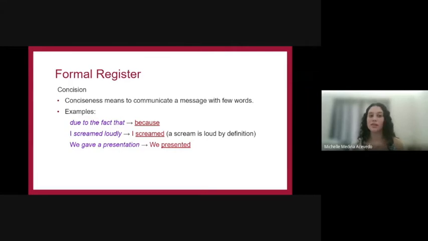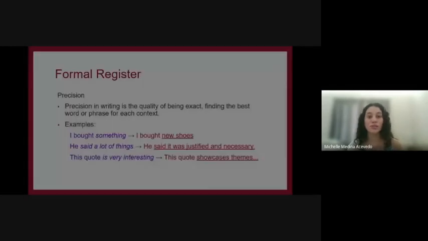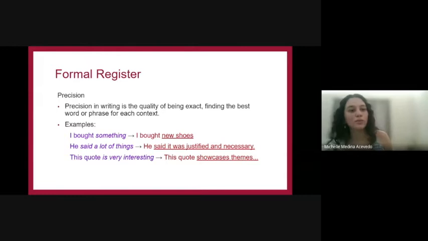Instead of the expression gave a presentation, there is a single verb that means the exact same thing, which is presented. So usually we write really long phrases that can sometimes be summarized with just one verb. So always make sure that you are finding the best verb or the best word for this context. And that leads us to precision. Precision in writing is the quality of being exact, meaning finding the best word or phrase for each context.